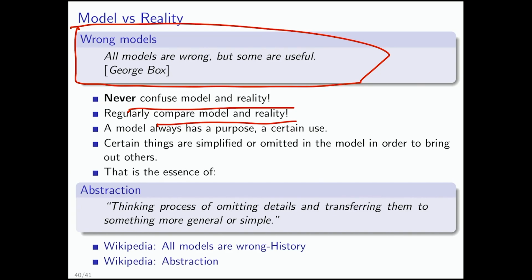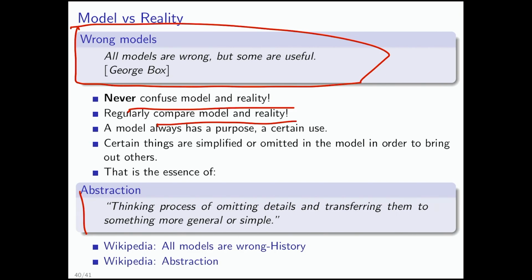So the idea of modeling is that whatever you're trying to model should match the experiment or should match reality. And it's very important to do a reality check and compare the two whenever you're modeling. Certain things are simplified or omitted in a model in order to bring out other things, and that leads to this very core of abstraction. What is abstraction? A thinking process of omitting details and transferring them to something more general or simple.